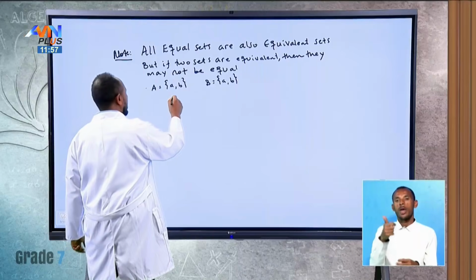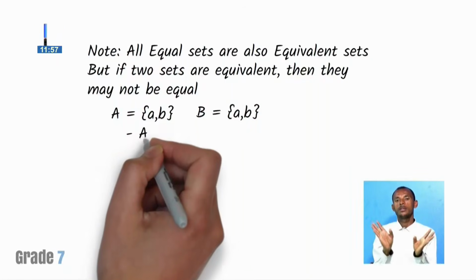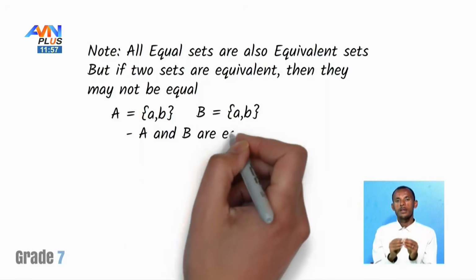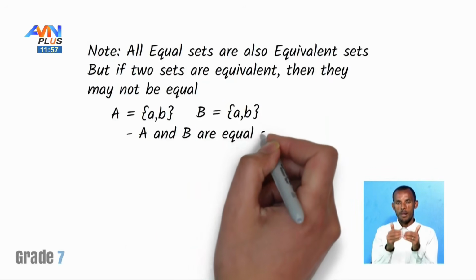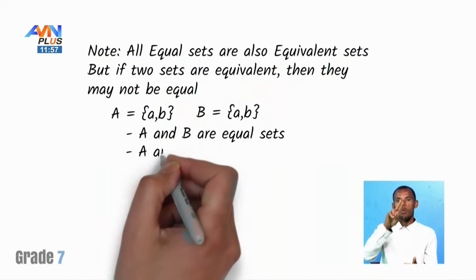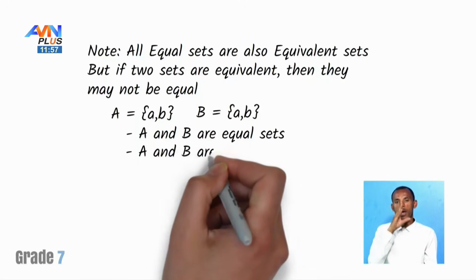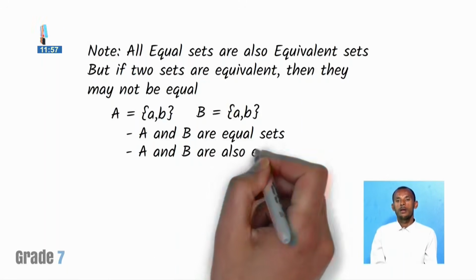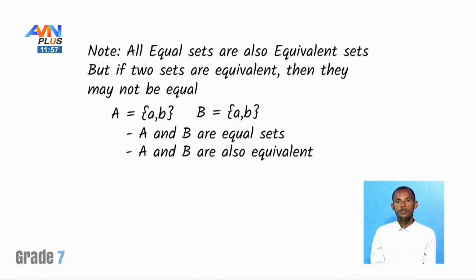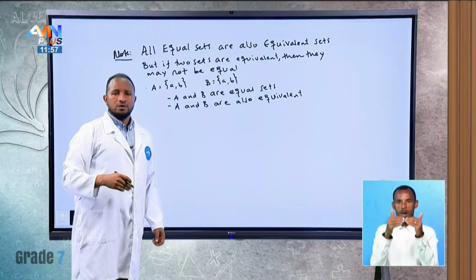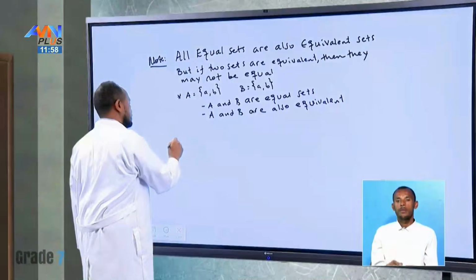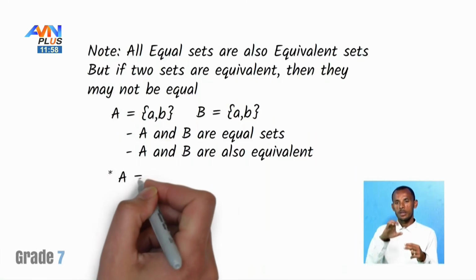So A and B are equal sets. They are also equivalent, since the number of elements here is 2, again here is 2. A and B are also equivalent. If two sets are equal, they are equivalent. Now, but equivalence does not imply equal sets.